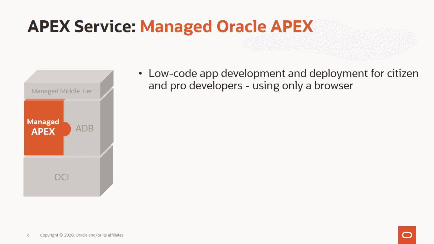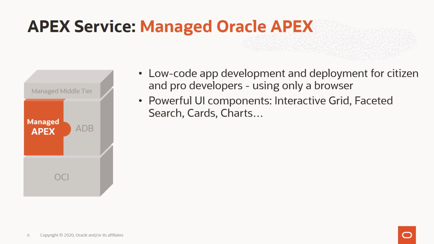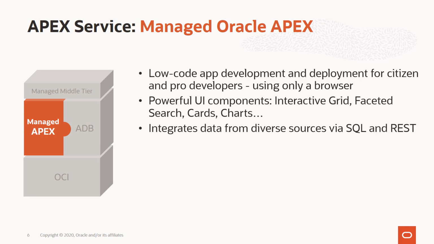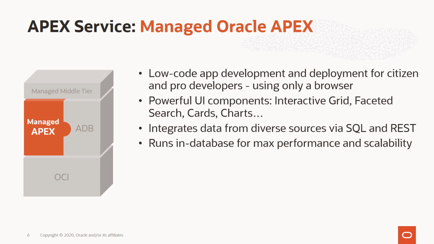Developers can drag and drop predefined visual components into their applications, choosing from a library of incredibly powerful components such as interactive grid, faceted search, cards, and graphical charts, to name a few. You populate these components with data using SQL queries or calls to REST data sources. Because the Apex engine runs in database, where it's close to your application data, apps can be executed with maximum performance and scalability. As we'll see next, this makes your middle tier highly streamlined.